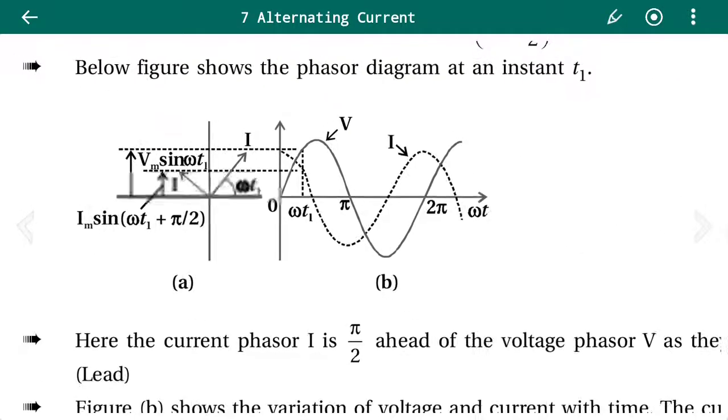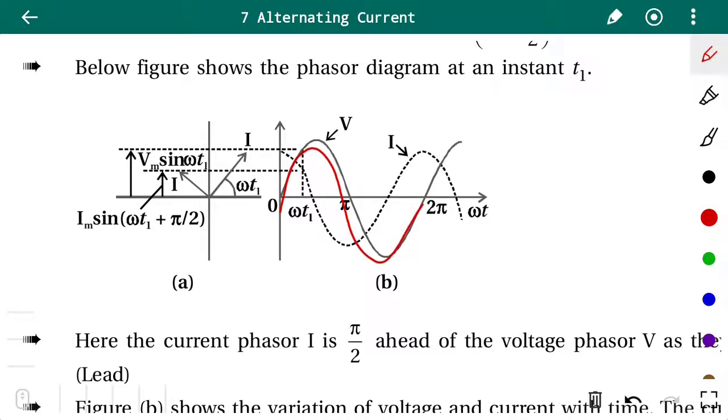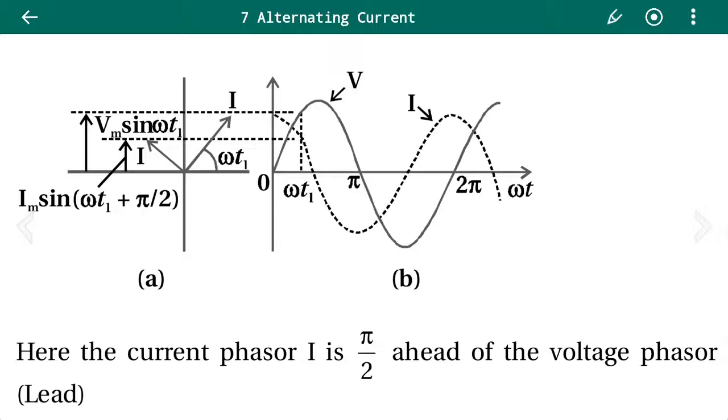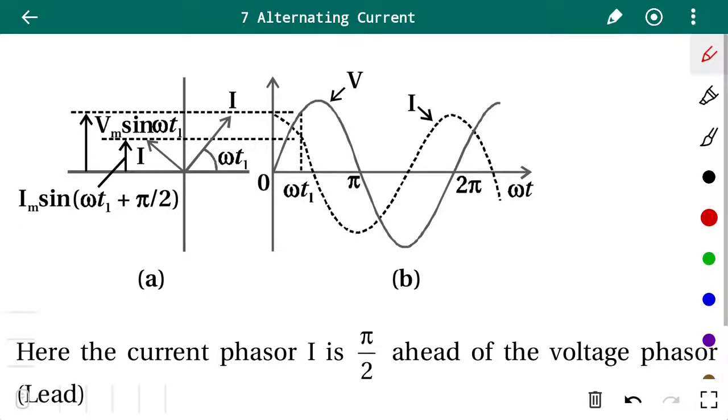As you can see in the diagram, the voltage starts from 0 and goes to 2 pi. For voltage, V equals Vm sin omega t, at 0, pi and 2 pi its value is 0, and at pi by 2 and 3 pi by 2 its value is maximum. Here the current is leading by 90 degrees, which means at 0 degrees, at pi and at 2 pi its value is maximum, and at pi by 2 and at 3 pi by 2, its value is 0.